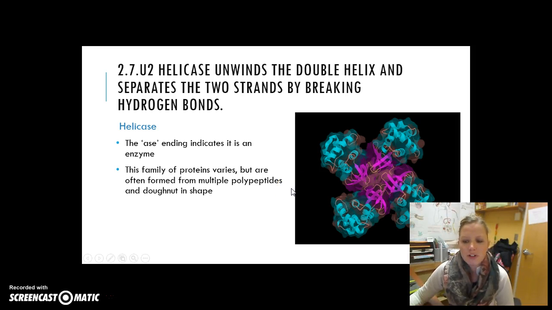So the first thing that you need to know is helicase, which we know is an enzyme because it ends in ASE, right? Breaks our double helix. So we know what our double helix looks like now because we did our structure of DNA a few days ago. And we know that it breaks the hydrogen bonds.